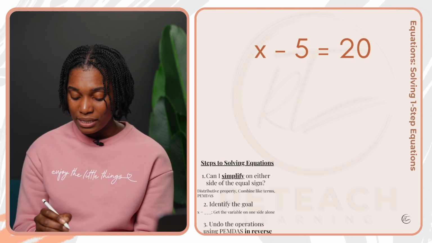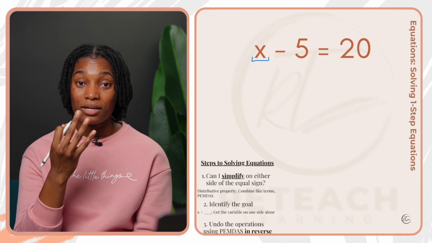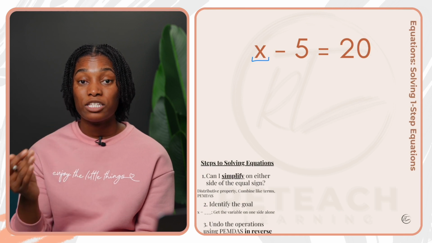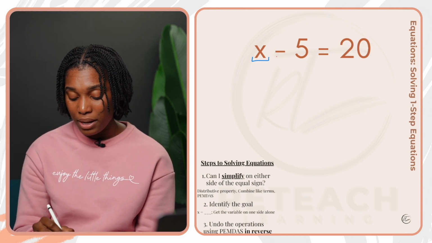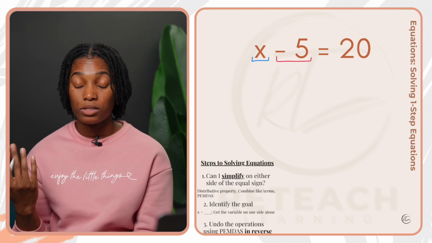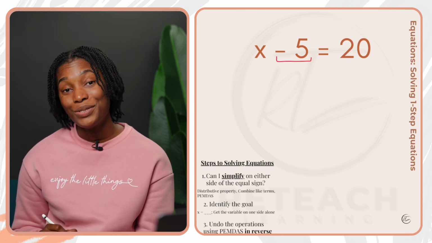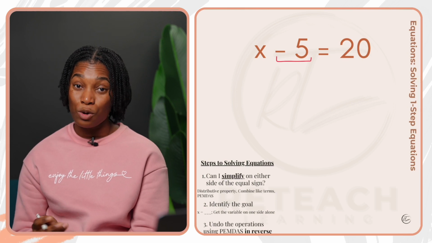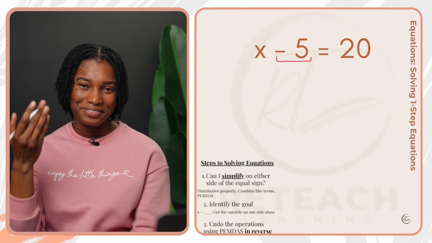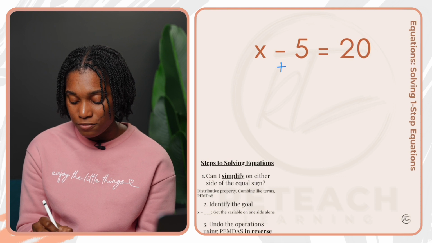My goal is to get this x. Now that I know what my goal is, the question is, what is in the way? What's preventing me from getting to my goal? Well, what's preventing me is the minus 5. Another way you can think about it is negative 5. So how do I undo a subtraction of 5? How do I reverse that? Well, the opposite of subtracting 5 is adding 5. So I'm going to add 5.